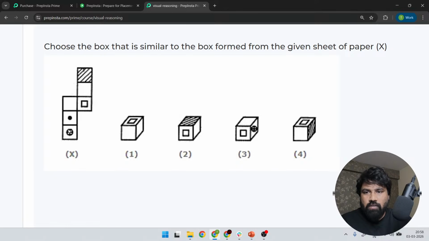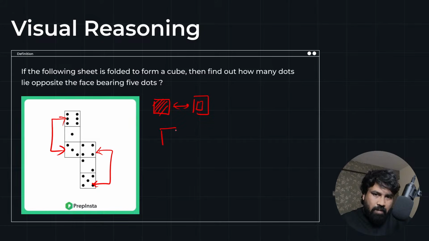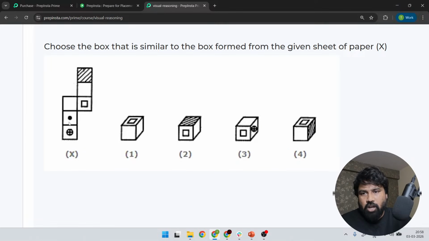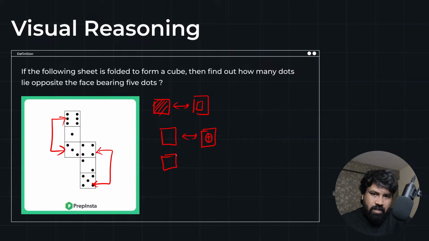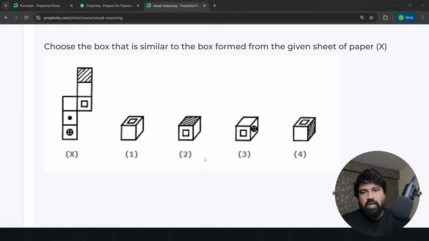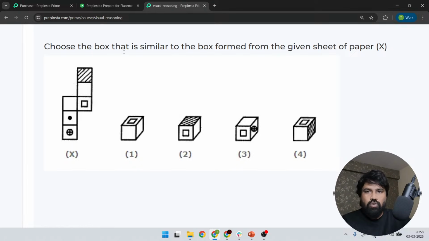Next, empty is opposite to, for example, plus. Empty is opposite to circle. And empty is opposite to dot. Empty is also opposite to dot. So there are plenty of options. Let's see. Choose the box which is similar to the box that can be formed.